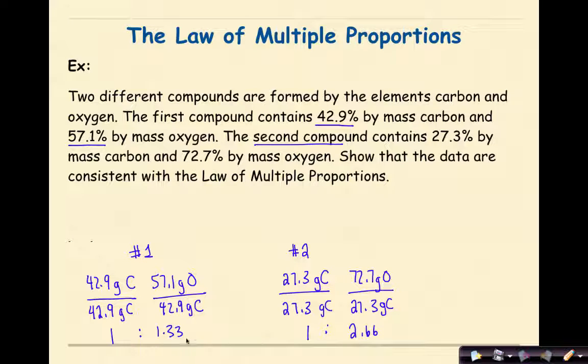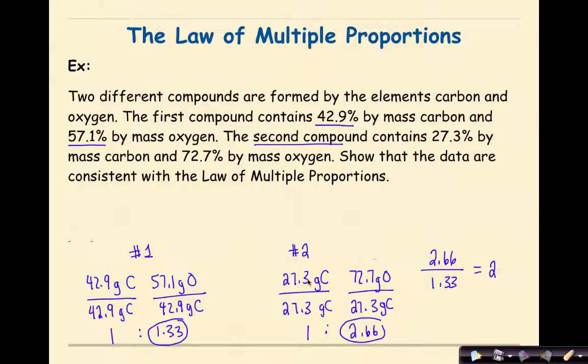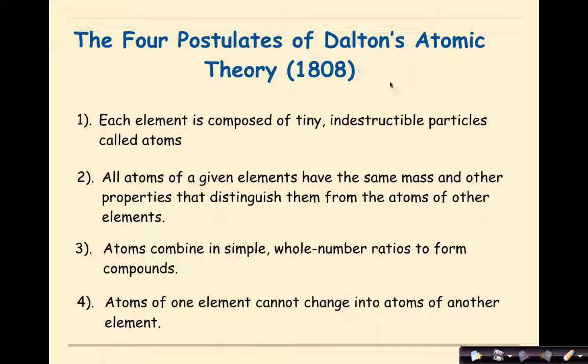What I want to do is look at the 1.33 and the 2.66, because they are saying that these are two different compounds. They both have carbon and oxygen. So if I divide 2.66 by 1.33, I should find a whole number ratio. And when I do that, I find that that is 2. So most likely this sample right here is carbon dioxide. And we can see that this is a 1-to-1 ratio, this is a 1-to-2 ratio, and this basically reinforces the law of multiple proportions.